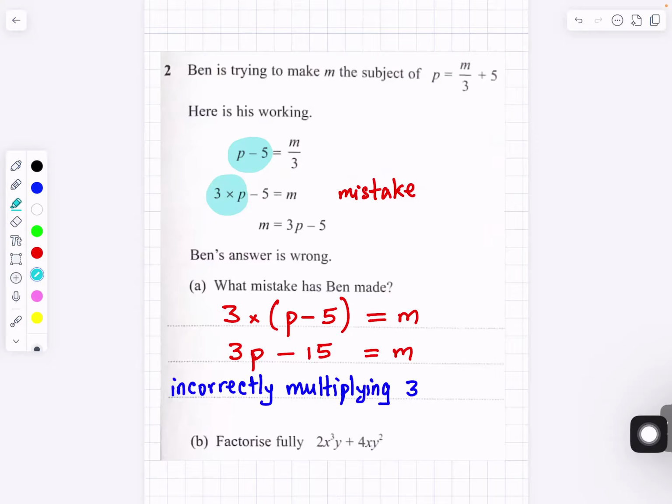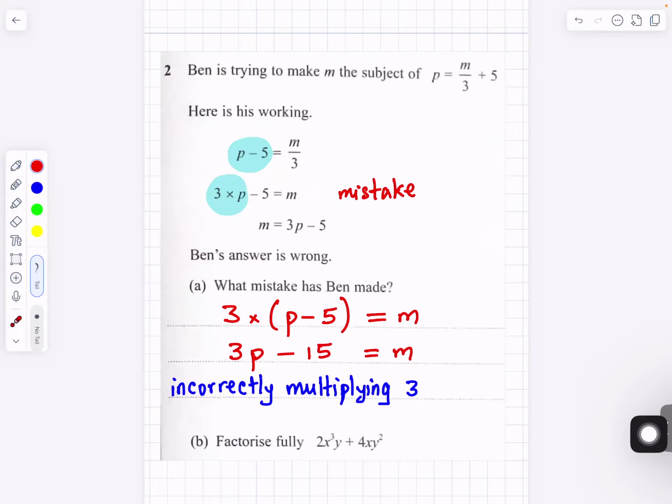And when you multiply it, put it in brackets. So it will be 3 times the P minus 5. So that's how you write it. 3 in brackets, P minus 5. So that when you remove the bracket, 3 times P is 3P, and 3 times 5 is 15, equals M. And then from there, you've made M the subject, because M now is on its own. So the reason is Ben incorrectly multiplied the 3. And then you can complete the working out.